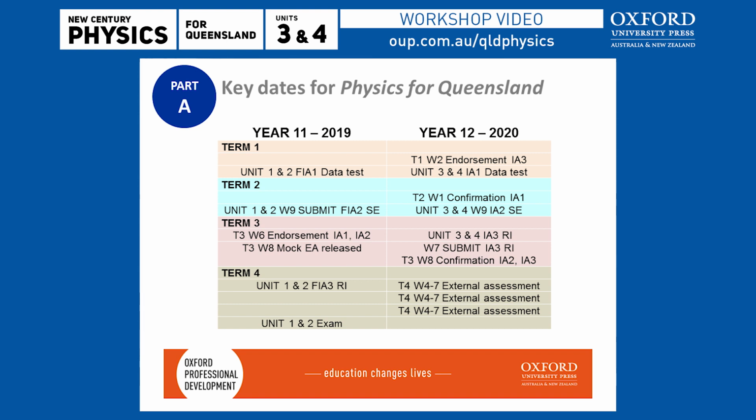Some people, I believe, are doing unit 1 and 2 right till the end, and a lot of people are changing over to grade 12 or unit 3 at the start of term 4. So that's why this table can't capture everything, but it's captured some of the main dates. I think the important one here for us is having the IA1 and 2, that's the data test and student experiment, ready for endorsement by week 6.